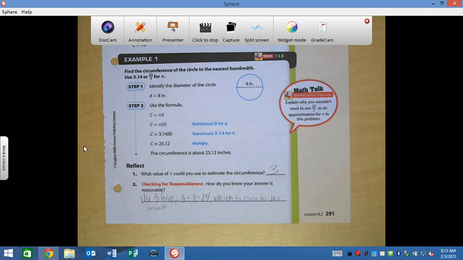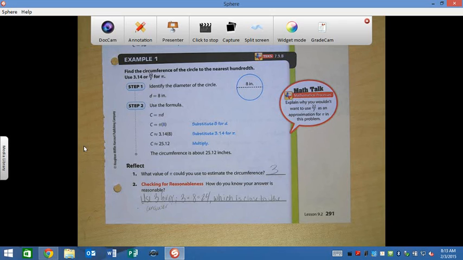So, number 1 says, what value of pi could you use to estimate the circumference? 3. So, anytime we want to see if our answer makes sense, we could always estimate, to make sure maybe we multiplied our decimals correctly, because I know sometimes we accidentally put the decimal in the wrong place. So if we multiplied it by 3, it would make it a lot easier.